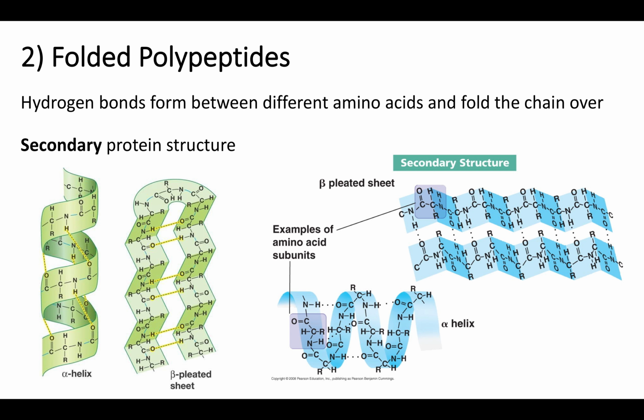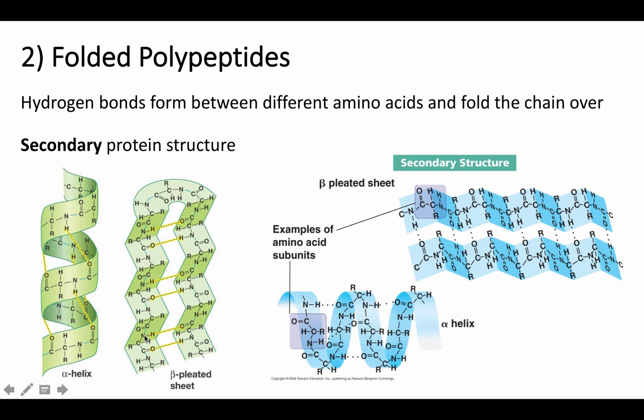The second shape that it can fold into is what's called a beta pleated sheet. This is the symbol for beta. It's a Greek letter. And this is a more unique shape. If you're confused about what it looks like, ask me in person. I've got a little pipe cleaner model that makes it clear, but imagine a horseshoe. It's a U shape, right?